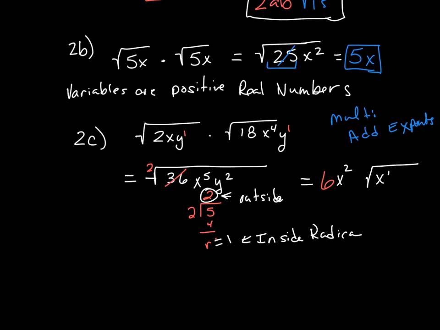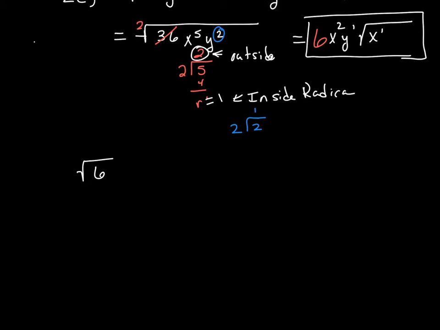I do the same thing with y squared. Most of you might not need to do this, but 2 goes into 2 evenly one time. So that does tell me that y with an exponent of 1 comes out and there's no remainder. So that would be your final answer with that question. So this is 2D, and it's the square root of 6 times the square root of 3 plus the square root of 2.